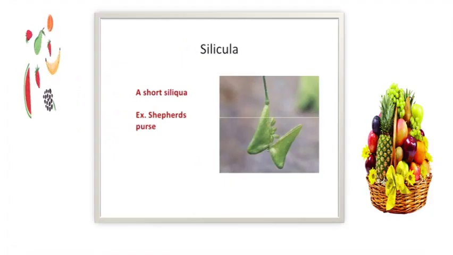The next one is silicula. It is the same as silica, but the major difference between silica and silicula is that it is short in size. It is not as elongated as silica. So it is short, as long as broad, and contains very few seeds in it.